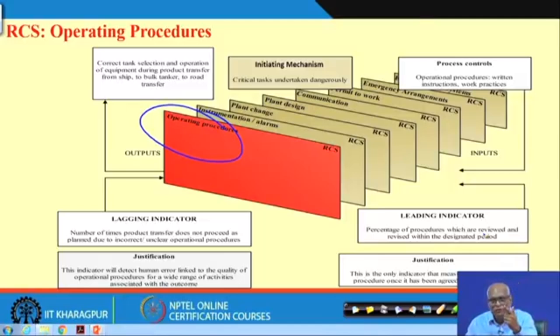Why do you want to review? Reviewing people do it. If any changes are to be made, they will make them. If any redundancy is there, they will see the redundancy.